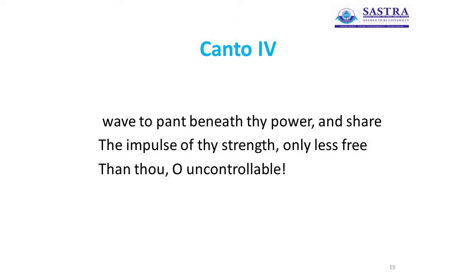Now in the next line we see he again wishes to be something else, a wave to pant beneath thy power and share the impulse of thy strength, only less free than thou, O uncontrollable. So here he wants to be a wave which is tossed by the west wind. And what is the next thing he says? He also wants to become the strength which the west wind has. So we find here he is aspiring to possess certain things, and he is again comparing himself with the west wind. He says he wants to have the power of the west wind himself, and he also wants to be uncontrollable like the west wind.